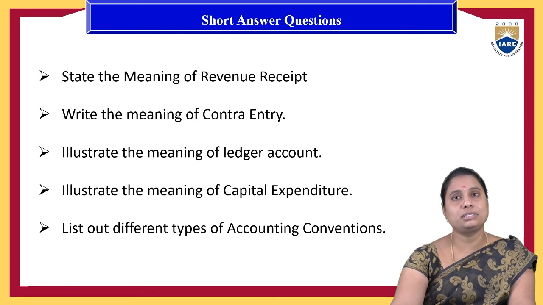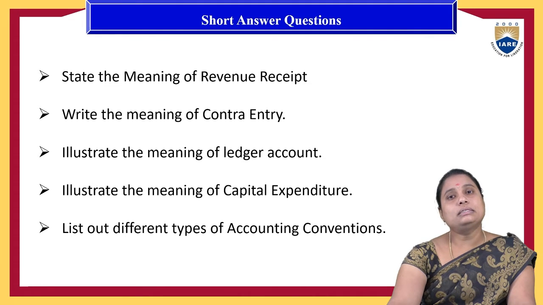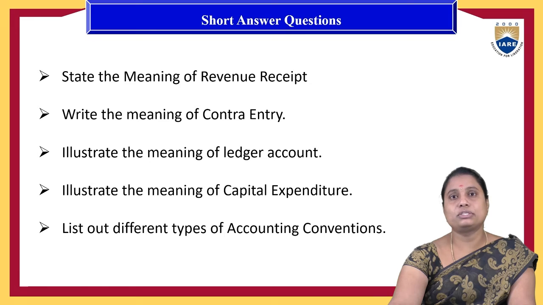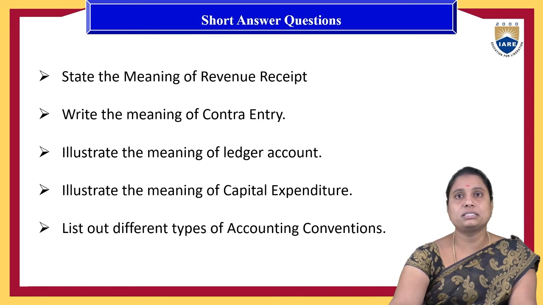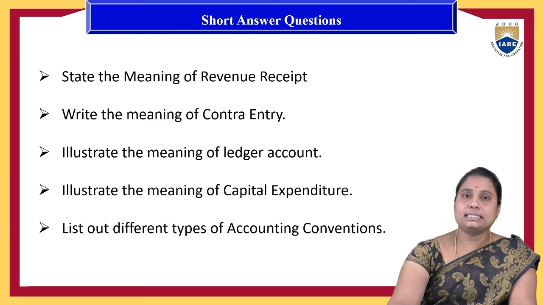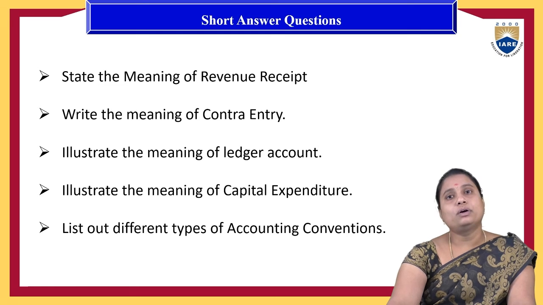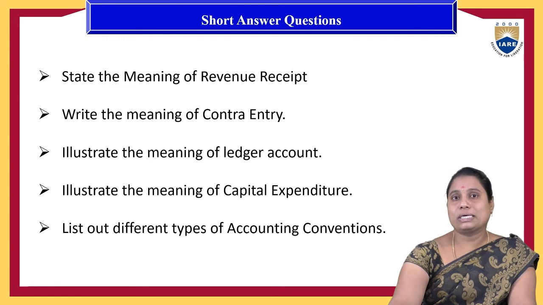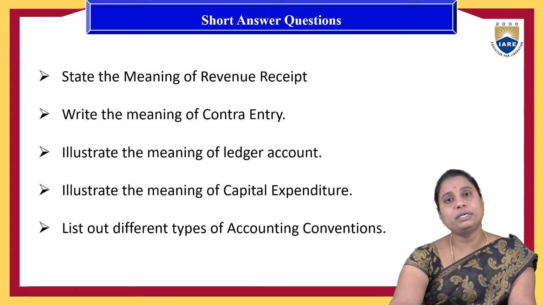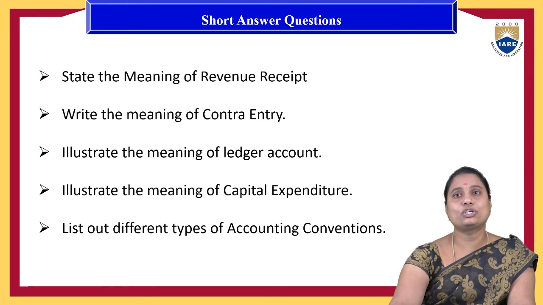The next thing is, state the meaning of revenue receipts. So all the receipts or the bills receivable, those situations we need to explain under the meaning of revenue receipts. And write the meaning of contra entry. So in any transaction, for example purchasing goods, one entry might be coming to the organization, and another entry should be going out from the organization. Those two opposite natures between the credit and debit elements we need to explain under the contra entry.